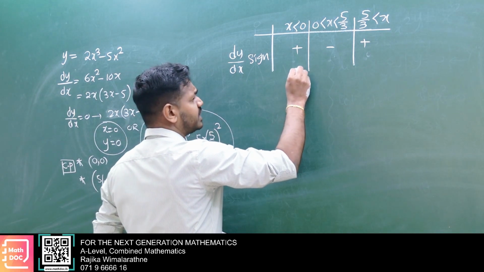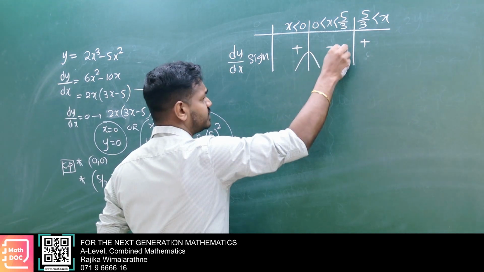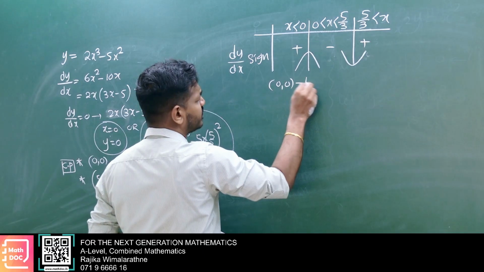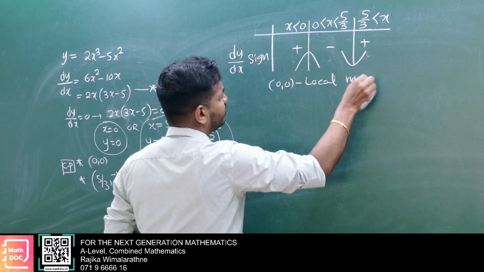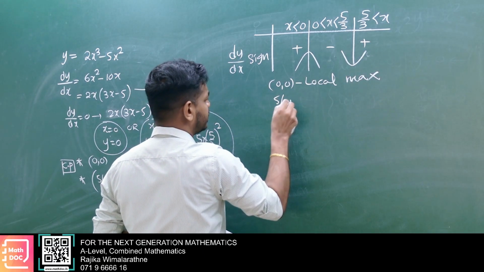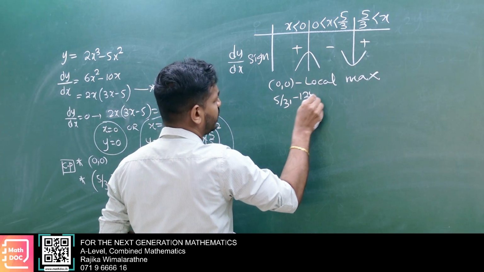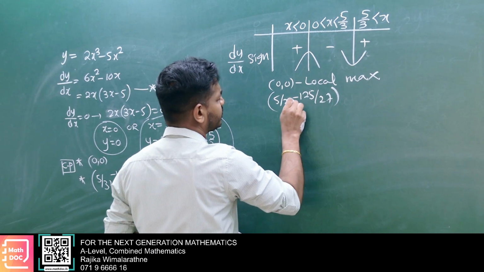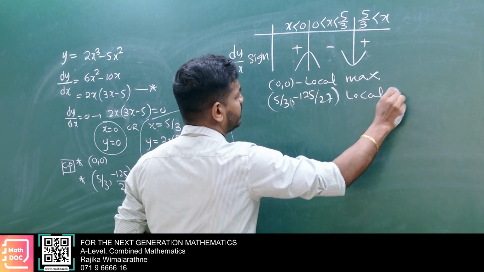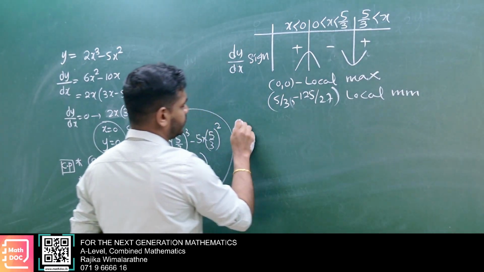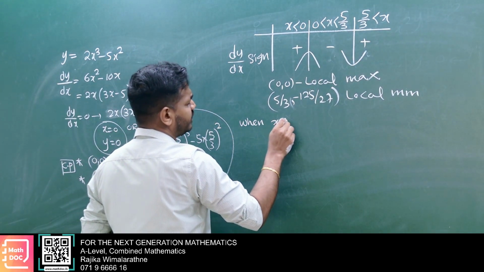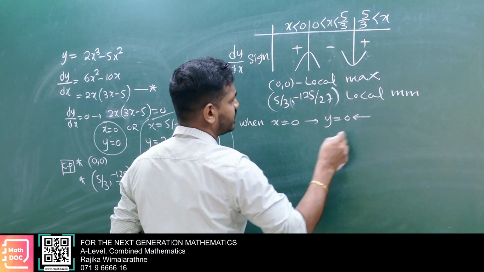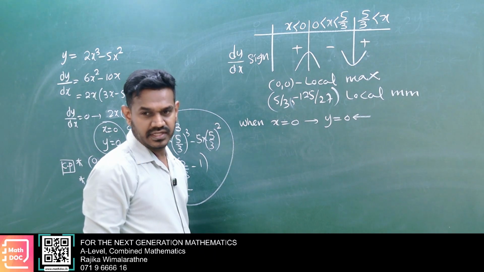Now plus to minus variation is local maximum, minus to plus variation is local minimum. Therefore 0, 0 is a local maximum, and 5 thirds, minus 125 over 27 is a local minimum. When x is 0 the y value we have obtained already. Here the y-intercept, no need to find it, we already know it.